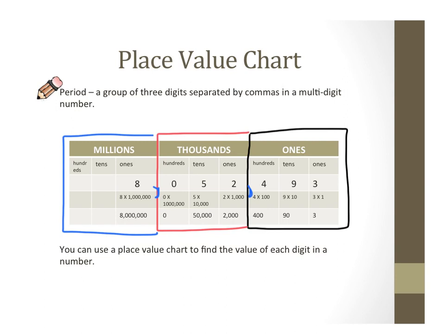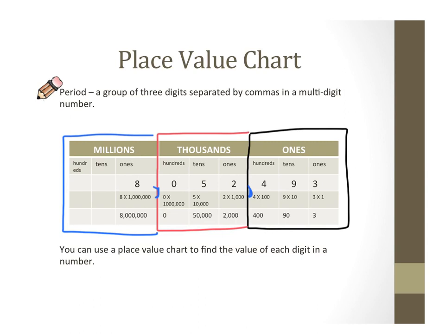If you look at the place value chart, you can see that it's separated into 3 separate periods: the ones, the thousands, and the millions. Within those periods, each one has a ones, tens, and hundreds place. Ones, tens, hundreds, ones, tens, hundreds. So we can see the actual value of each specific digit.